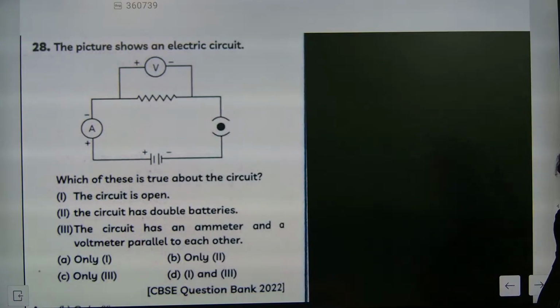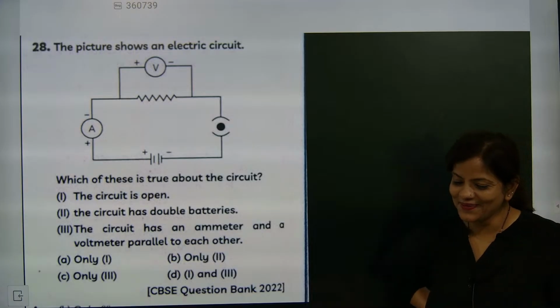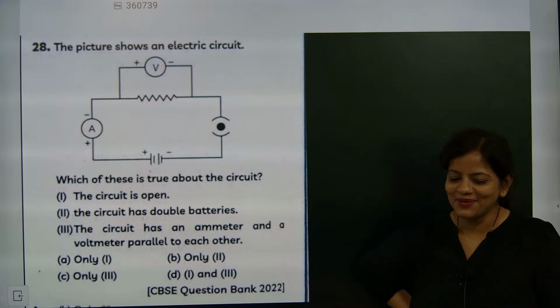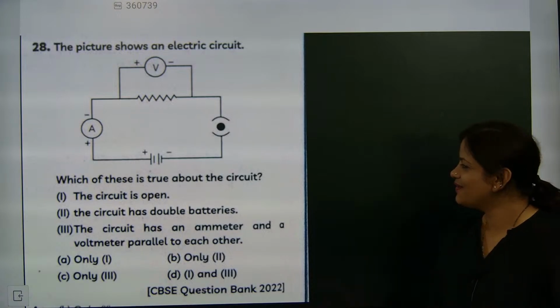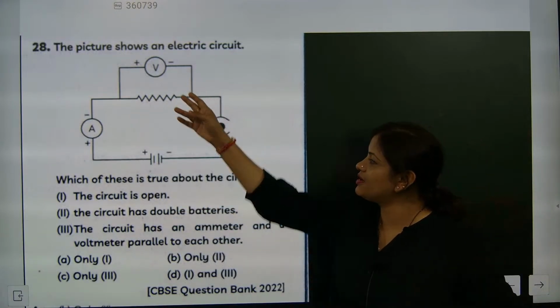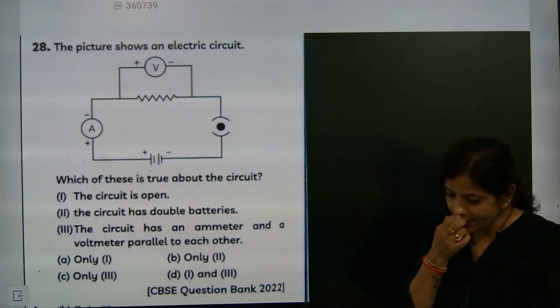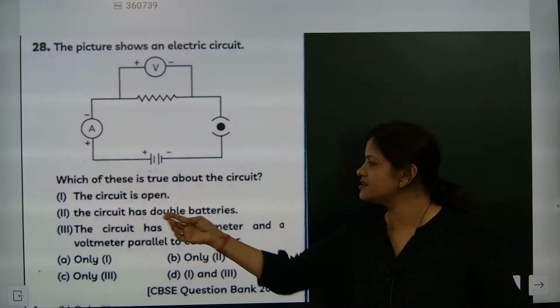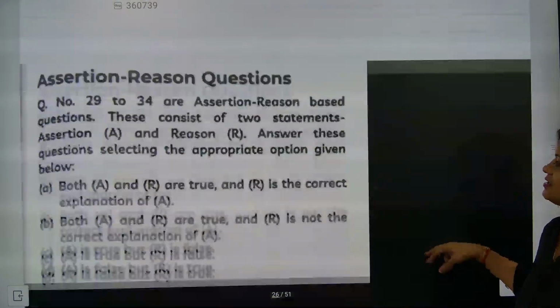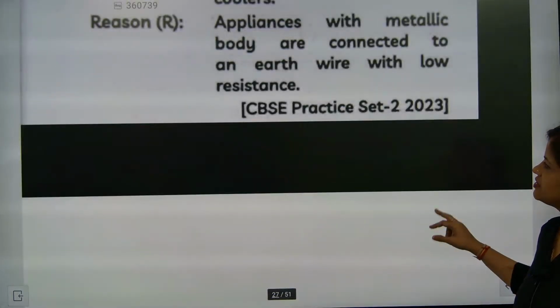This type of question coming in the examination means you people will break the question and come. First one is incorrect, last one is incorrect. Here, ammeter and voltmeter will never be connected in parallel. So definitely the correct answer is only the second one, that the circuit has double batteries. What an analysis. Come on, assertion reason.